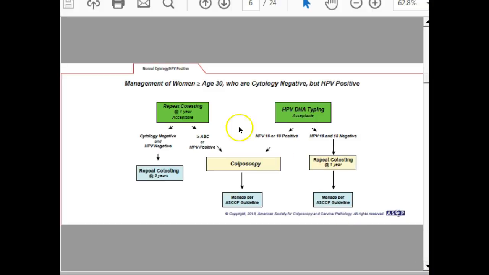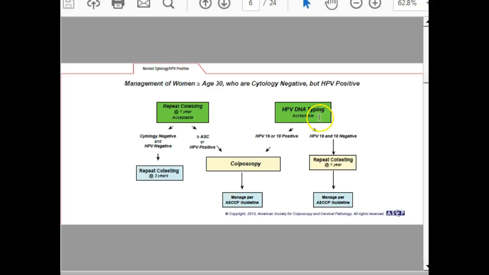So in this case, management of women over 30 who are cytology negative, that's your pap smear, but HPV positive. So remember, we're automatically testing for both every 5 years starting at 30. So their pap looked fine, the cytology looking at the cells themselves, but they're HPV positive. So option 1 is repeat co-testing at 1 year. That's acceptable. So just do it again in a year. So her next pap's due in a year, leave it at that.